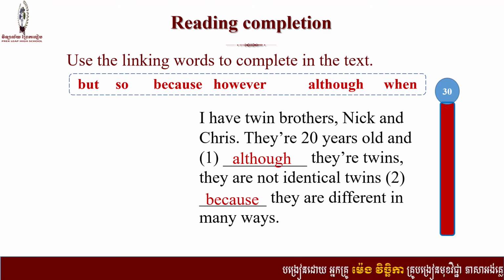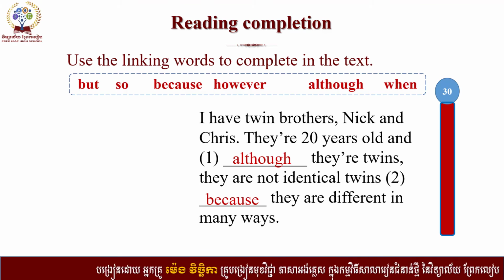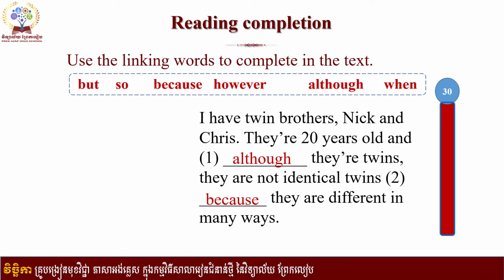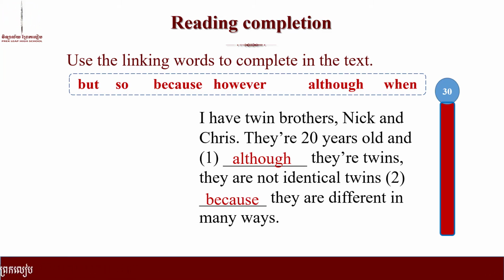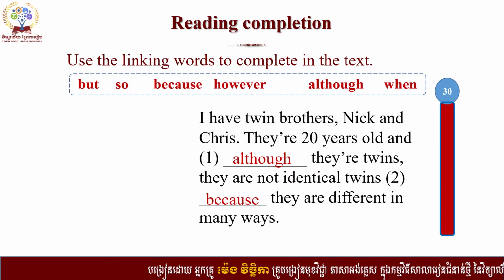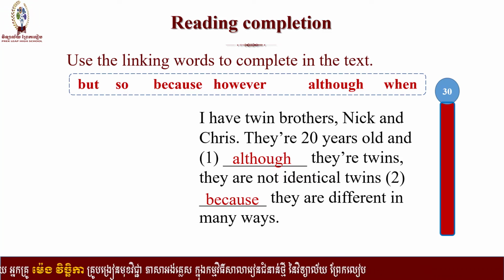So you guys can also read it on page 115. And I just extracted some parts of that writing to put here. Okay, so the first paragraph in the reading, or you can say the sample writing, what is it about? You mentioned: I have twin brothers, Nick and Chris. They are 20 years old. They are not identical twins because they are different in many ways.